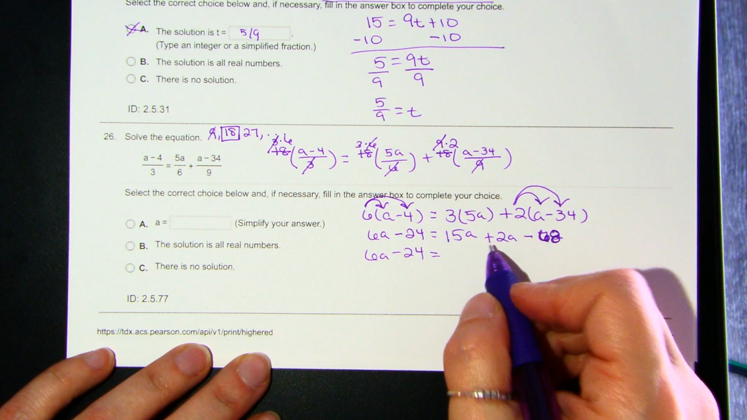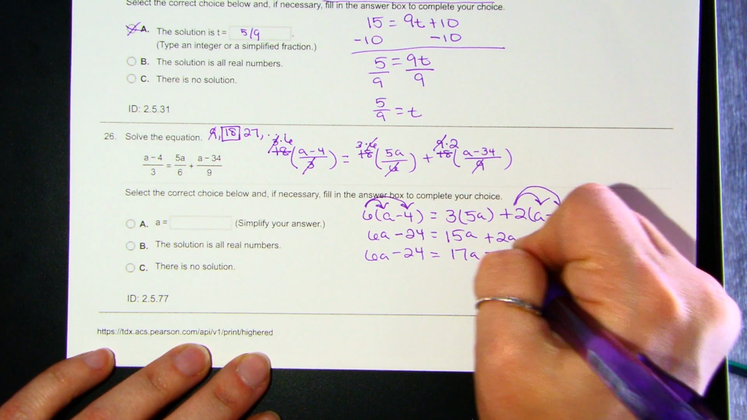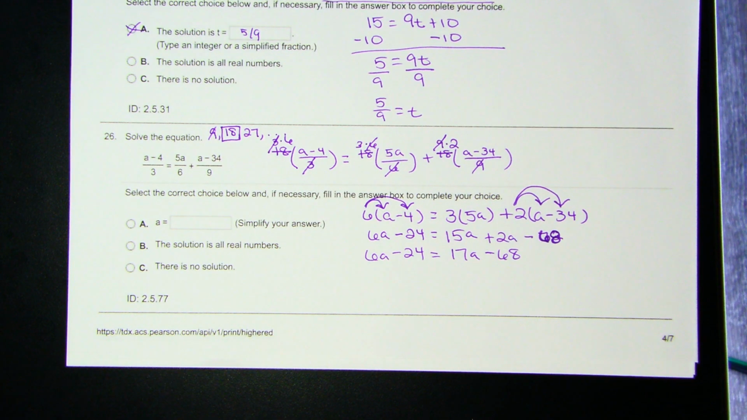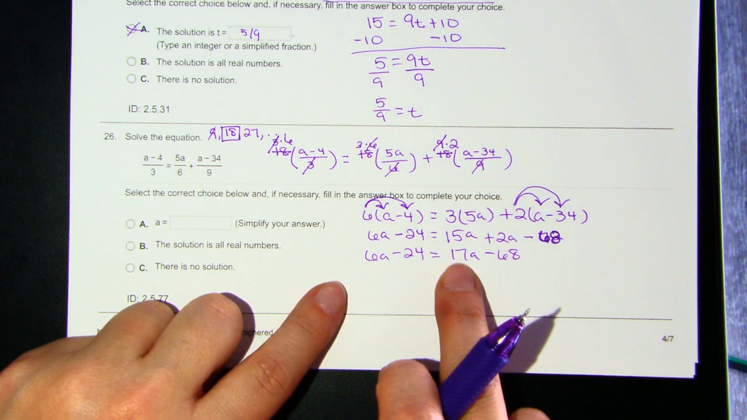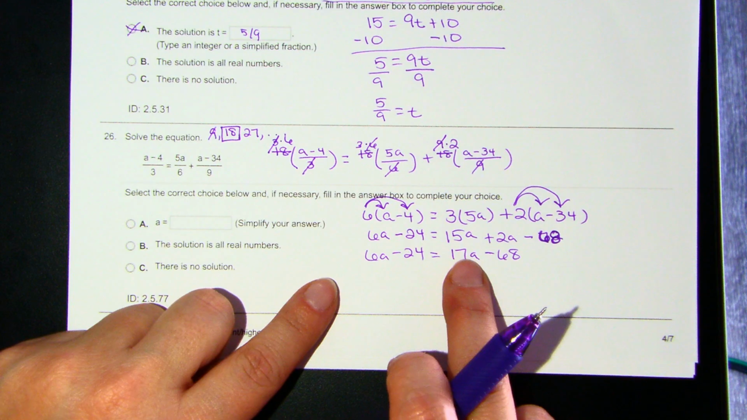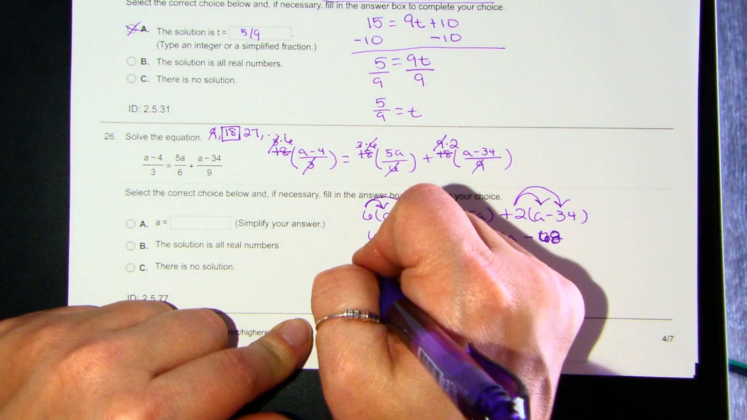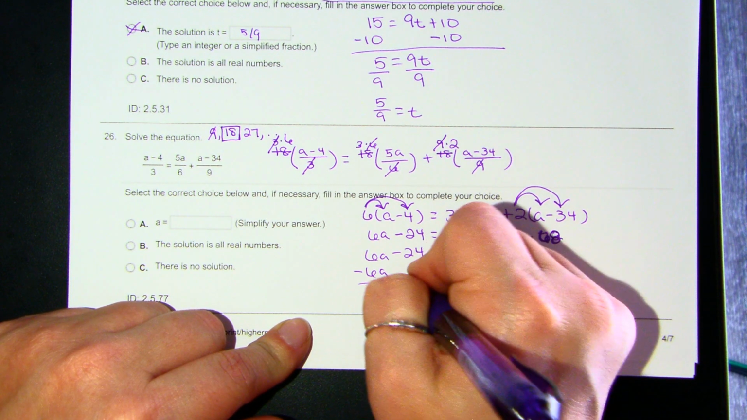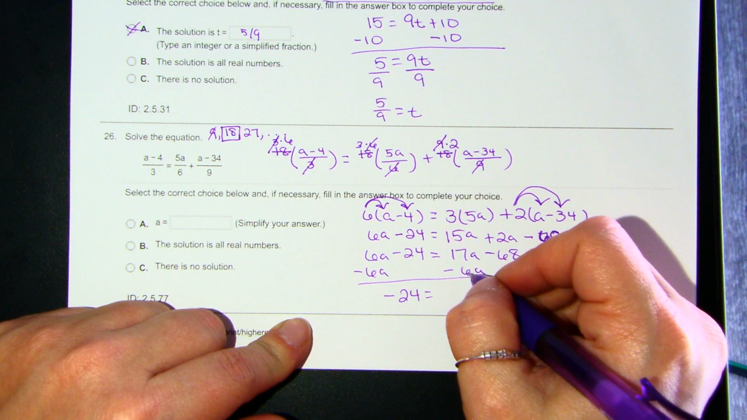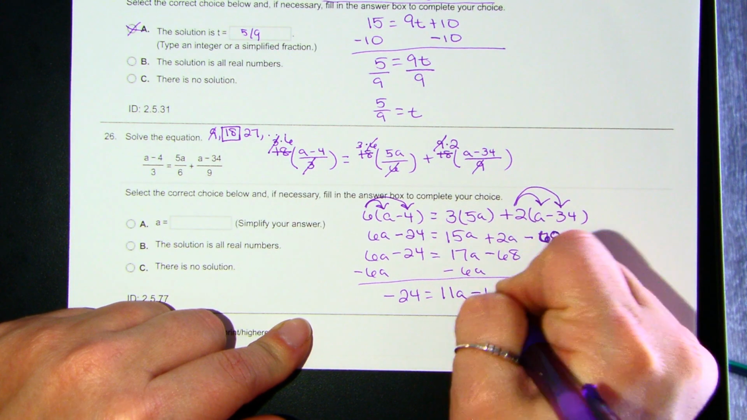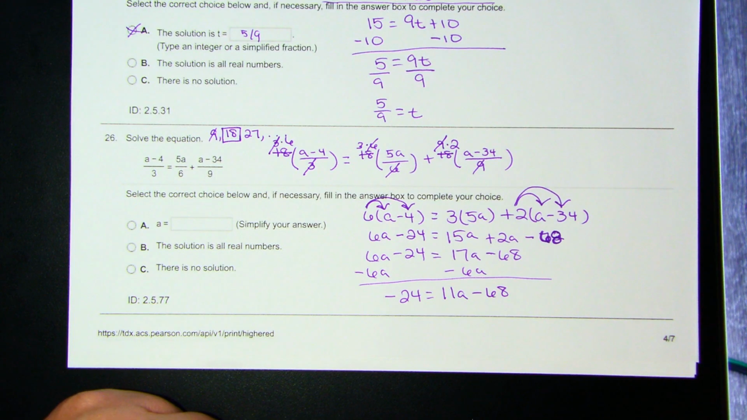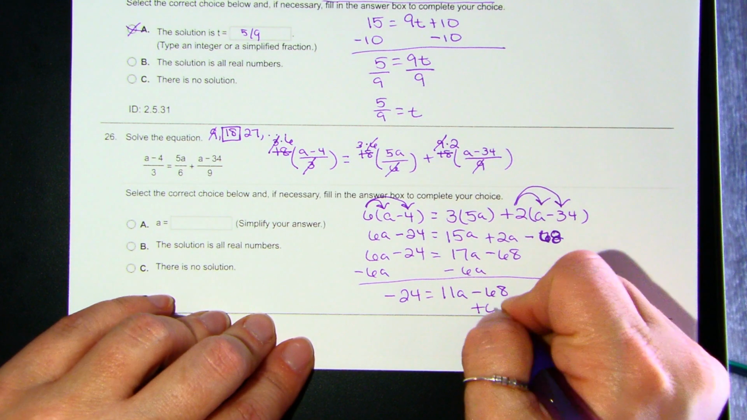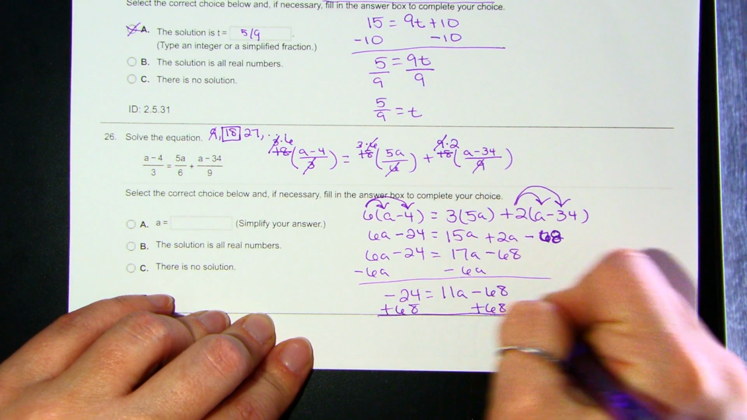Since I have 17 a's on the right and only 6 a's on the left, I'm going to move all of my stuff over to the right to keep it positive. So that means I would subtract the 6a over. So I have a minus 24 equals 17a minus 6a will give me an 11a minus 68. Break that handhold first by adding 68 to both sides. Negative 24 plus 68 will result in a positive 44 equals 11a. Divide by 11, and I find out that a equals 4.